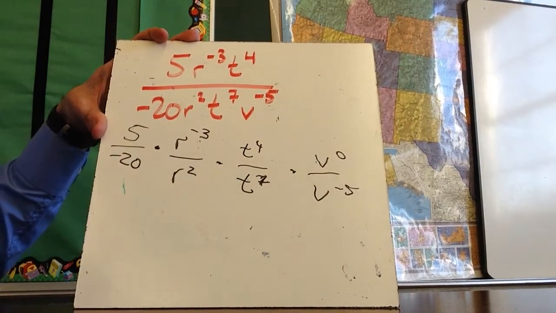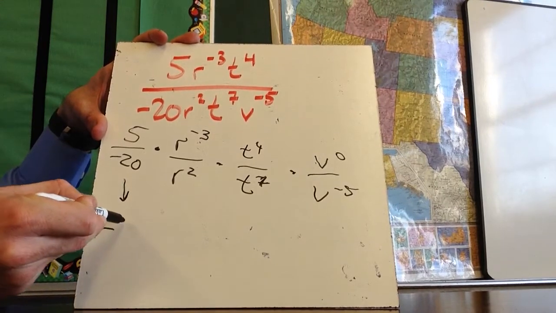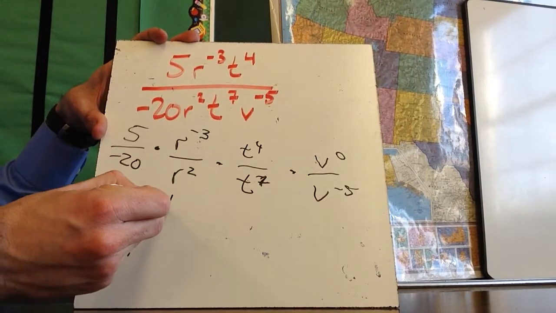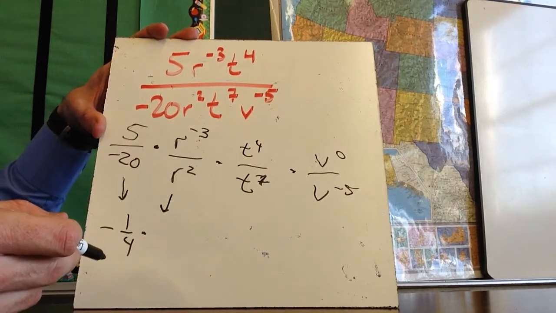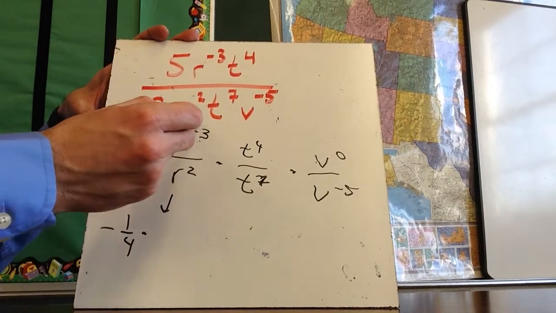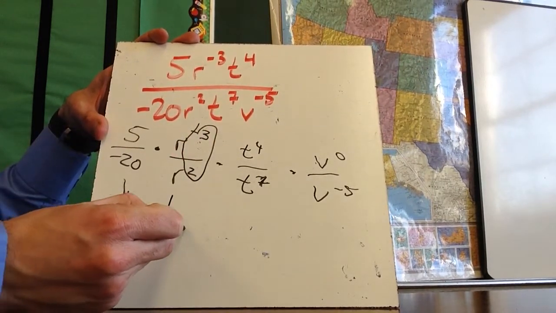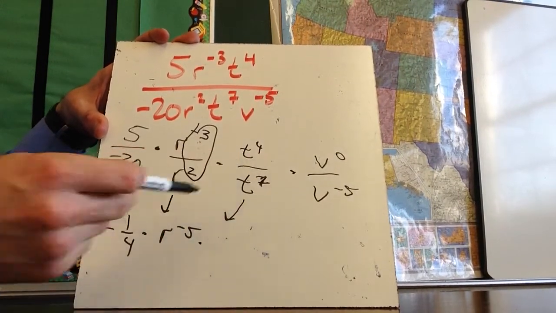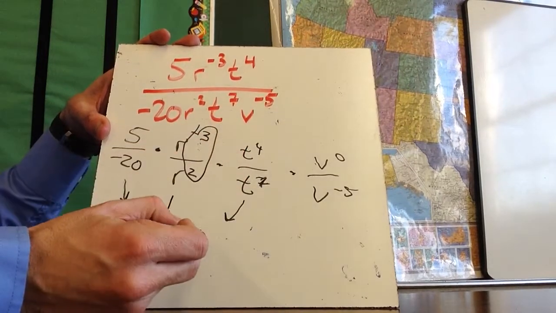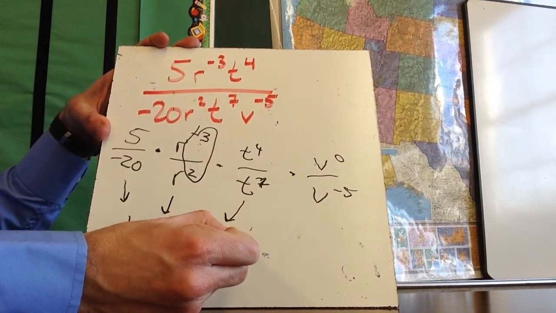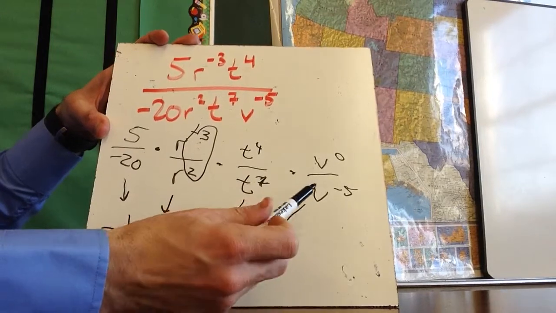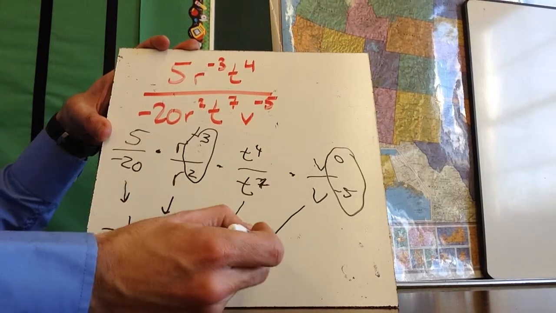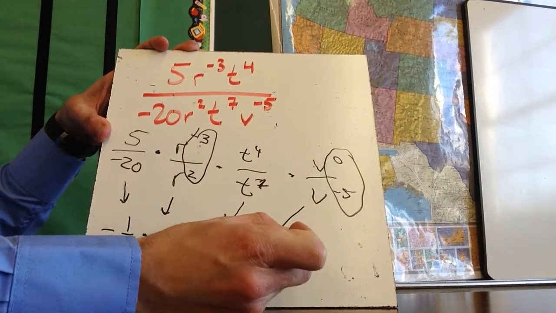All right, now as I simplify this, let's stick with the black. This becomes negative 1/4 times, this is going to be negative 3 minus 2, right? Because I'm subtracting. Negative 3 minus 2 is r to the negative fifth times t to the fourth divided by t to the seventh. So 4 minus 7, t to the negative third times 0 minus negative 5. Now be careful there. 0 minus negative 5 is going to give me v to the fifth.